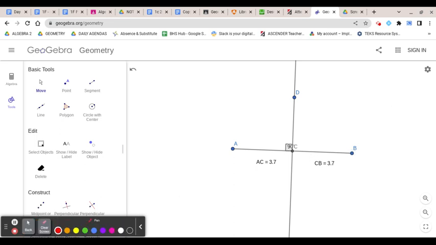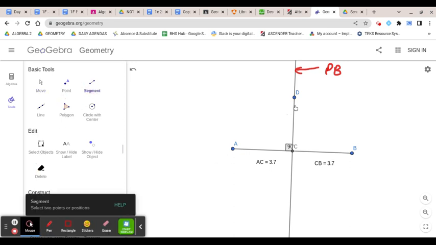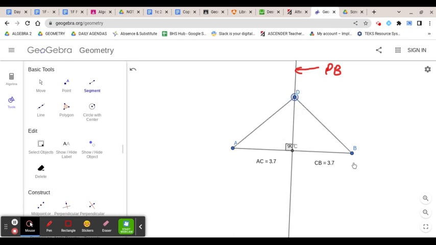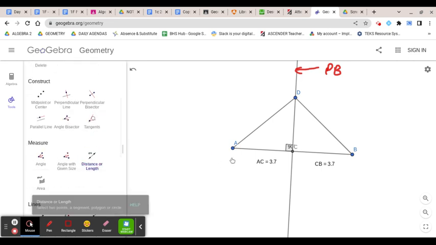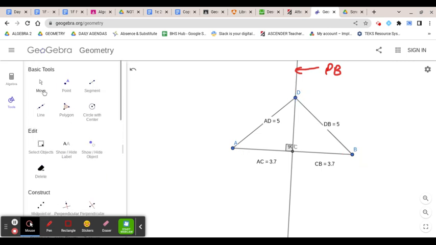So now, again, I just want to make sure that we're clear here that this line right here is the perpendicular bisector. That line is the perpendicular bisector. D is a point that's on that line. I'm going to make two segments, a segment from D to A and D to B. I'm going to measure those segments. So come down here to measure distance or length, A, D, D, B. And we notice they should be the same.